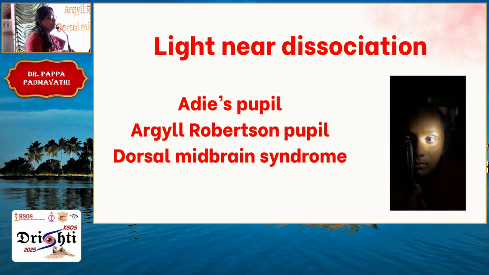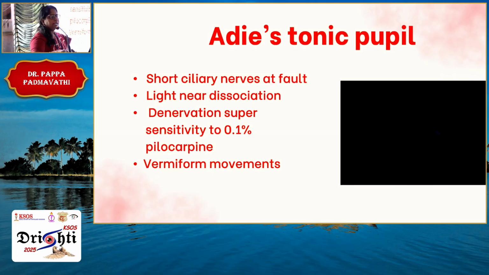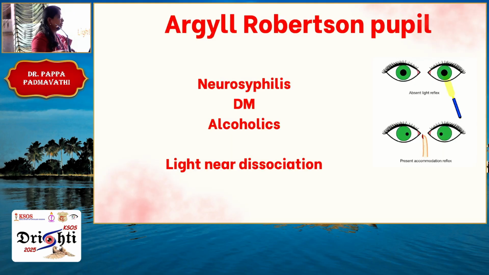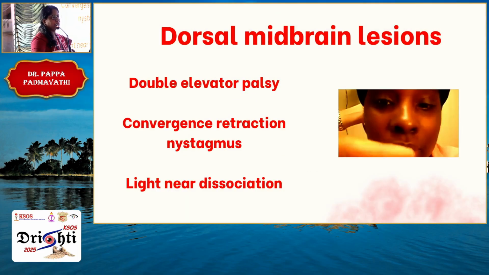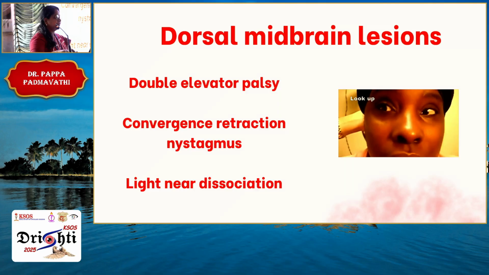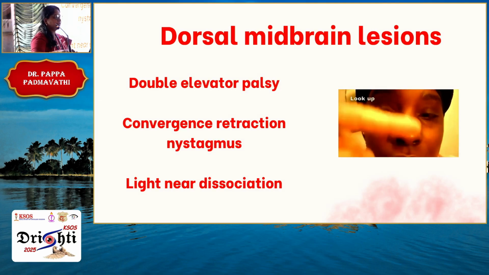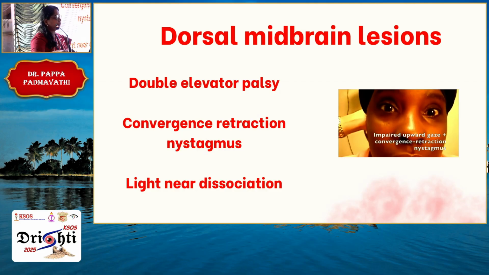So this is usually seen in Adie's pupil, Argyll Robertson pupil, and dorsal midbrain syndromes. In these, usually the short ciliary nerves are at fault and show light-near dissociation, and there is denervation supersensitivity to 0.1% pilocarpine, and you can see the vermiform movements of the pupil. Argyll Robertson is typically seen in neurosyphilis. It can be seen in diabetic patients, alcoholics, and it shows the light-near dissociation. Dorsal midbrain lesions, it is a triad actually: an upgaze palsy due to double elevator palsy, convergence retraction nystagmus, and light-near dissociation. Here it is mainly due to the dorsal midbrain lesions like pineal gland tumors.